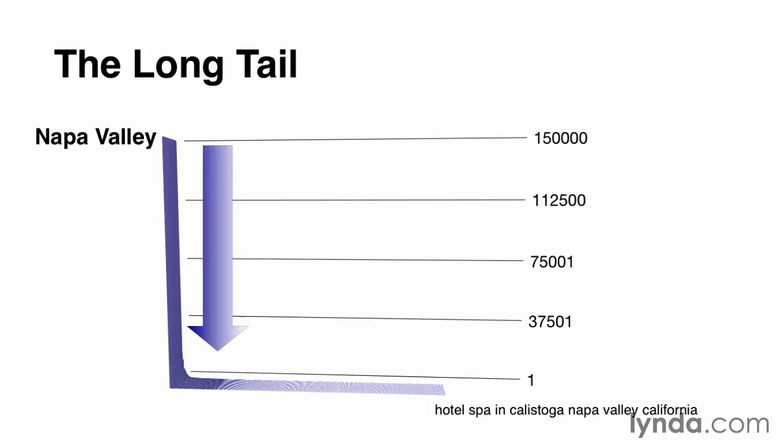Napa Valley gets the most amount of searches at 150,000 searches for that time frame. And then it drops off dramatically, and then the long tail just goes out very smooth until we get to a search such as hotel spa in Calistoga, Napa Valley, California. A number of words in that term, but it illustrates what happens here.